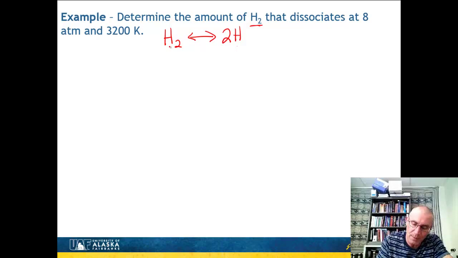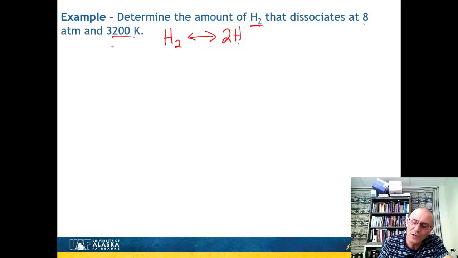So I put a bunch of H in a box, raise it up to 3,200 Kelvin and 8 atmospheres of pressure. How much H2 is going to break up into H? So there's the question that I want. And remember, I'm going to use the equilibrium coefficient.